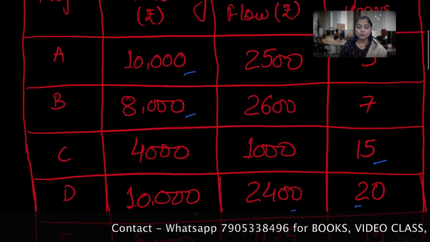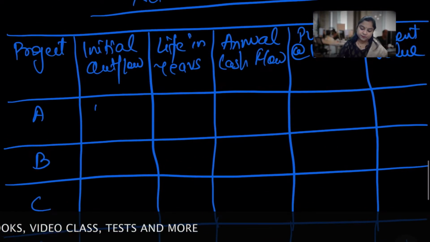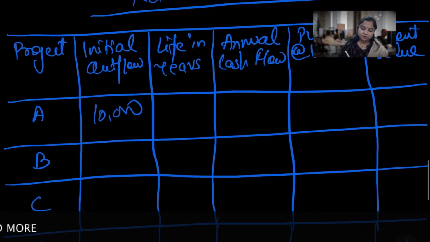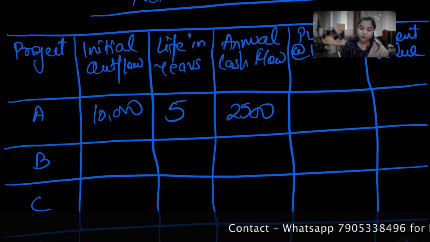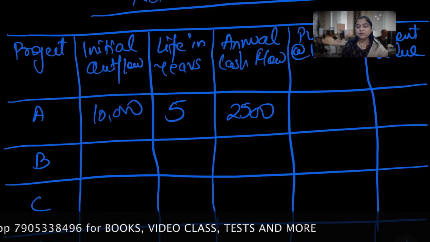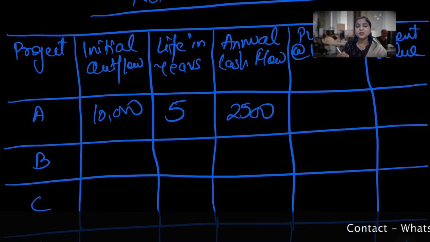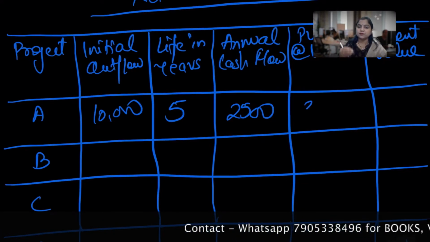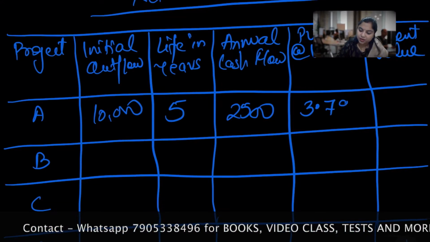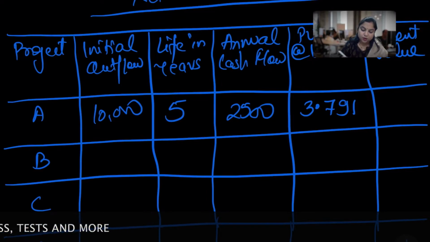So initial outflow for project A is 10,000. The life is 5 years, and annual flow was 2500. Okay, so present PV factor at the rate of 10%, we can refer the table. So I'm now going to tell you, and in the next session I will let you know how to refer the PV tables. Okay, so currently I'm going to tell you 3.791 for project A.